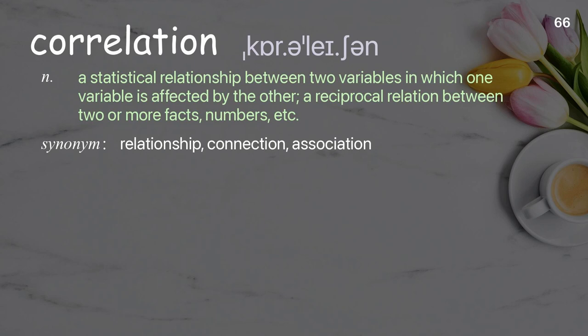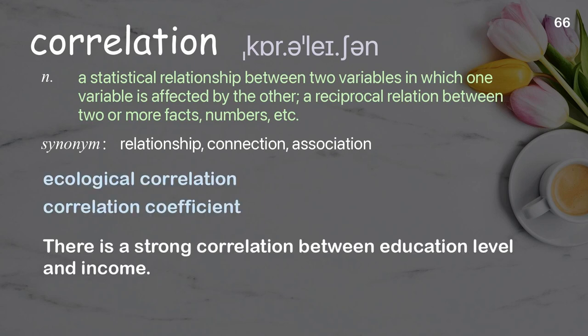Correlation. A statistical relationship between two variables in which one variable is affected by the other. A reciprocal relation between two or more facts, numbers, etc. Examples. Ecological correlation. Correlation coefficient. There is a strong correlation between education level and income.